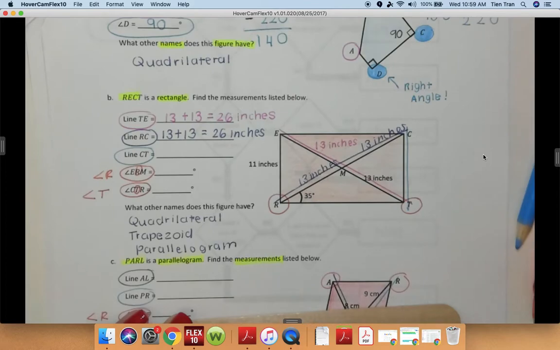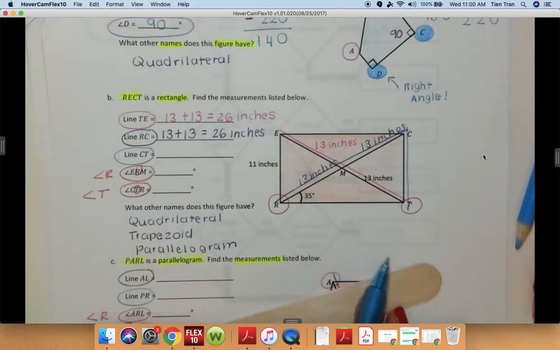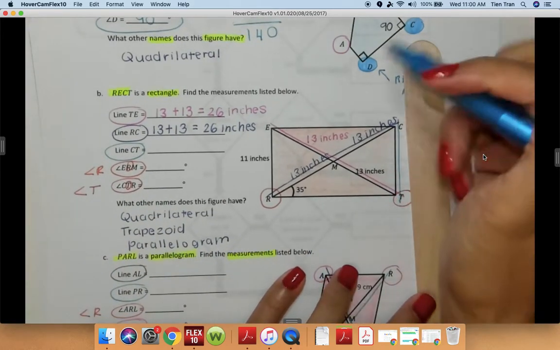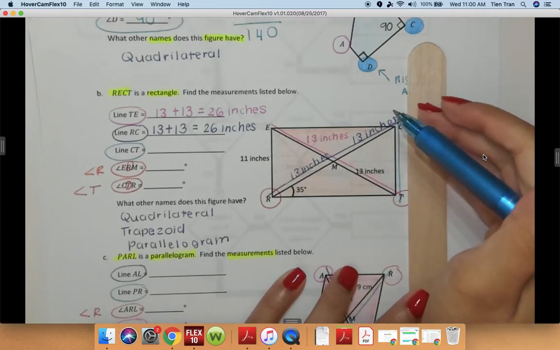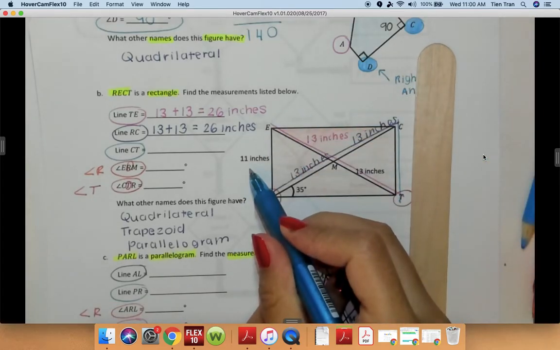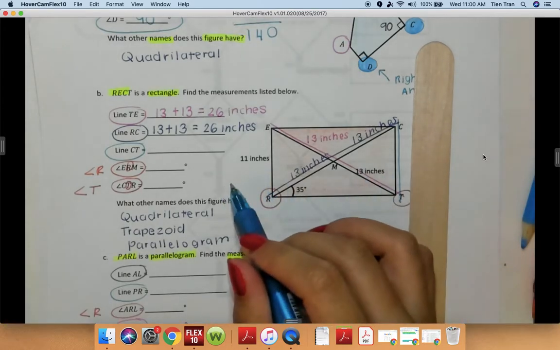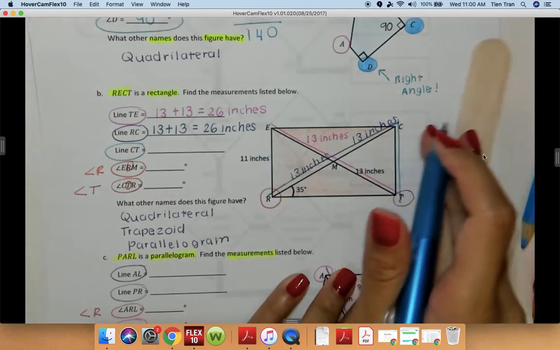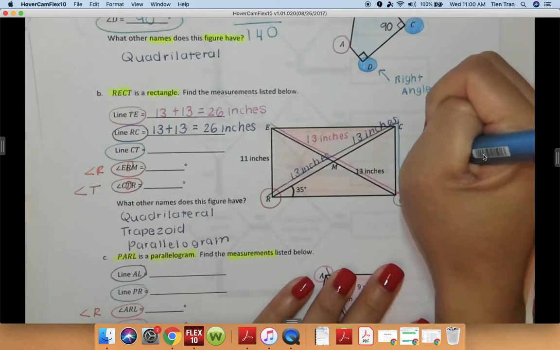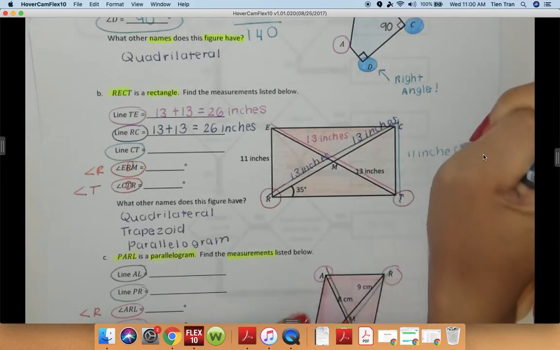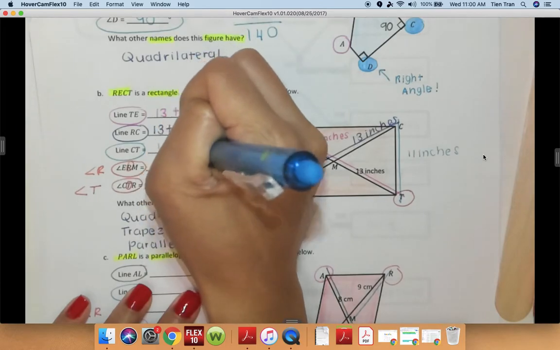Now the next line we have says line CT. Line CT is right here, CT. And over here we have 11 inches. And remember, rectangles have the same opposite sides. So if this one is 11 inches, then CT is also 11 inches. So I'm writing down 11 inches.